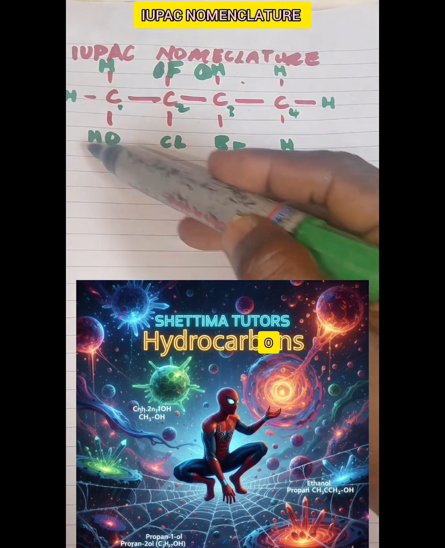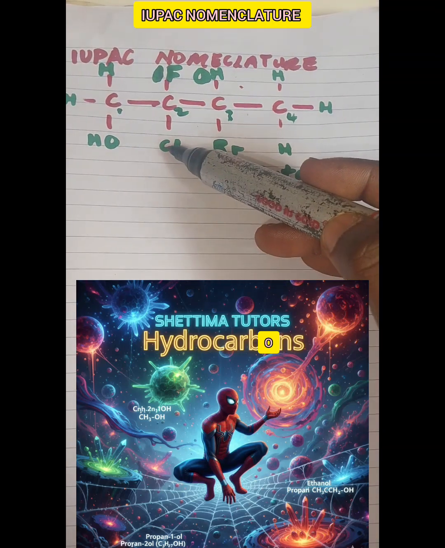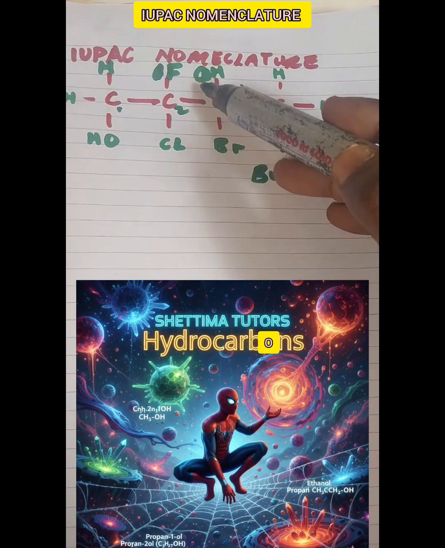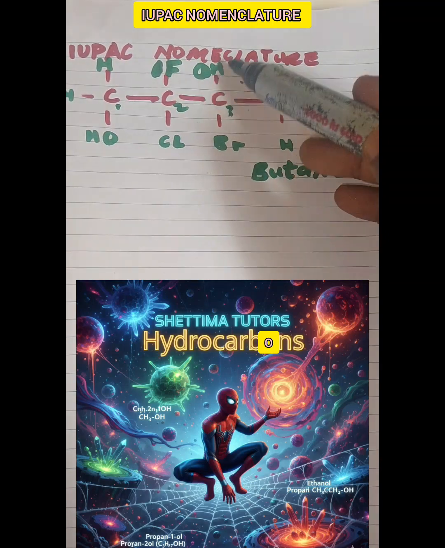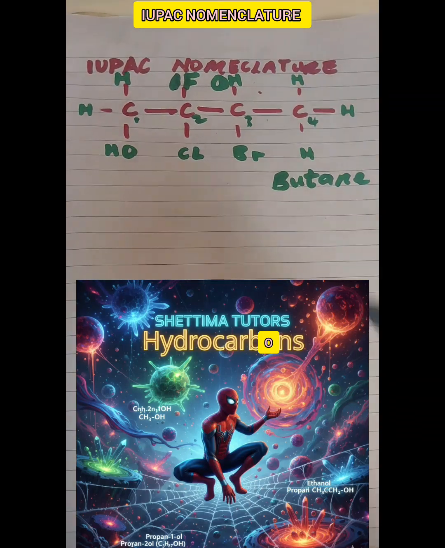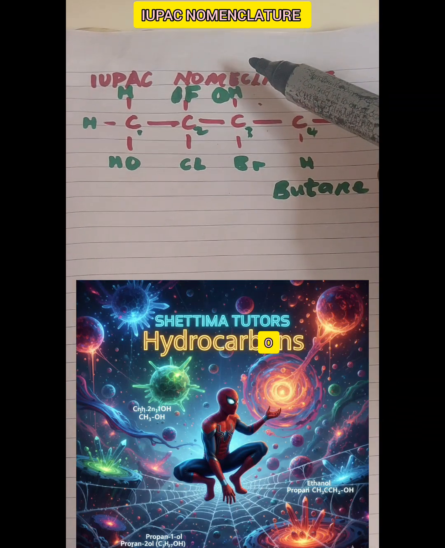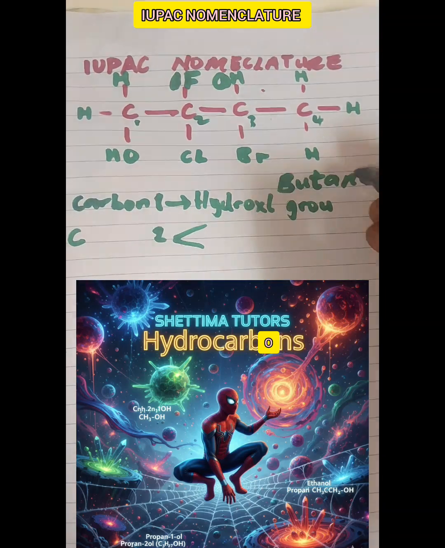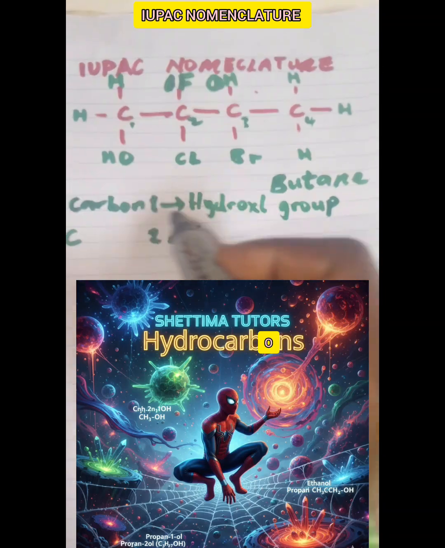This hydroxyl, chlorine, bromine. There is also another alcoholic group here, hydroxide, right? Call it a hydroxyl group. For carbon 1, you have the hydroxyl group, that is hydroxy. So you have the hydroxyl group.